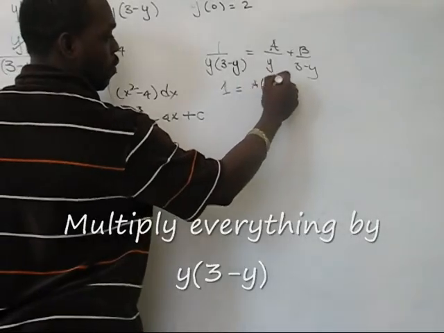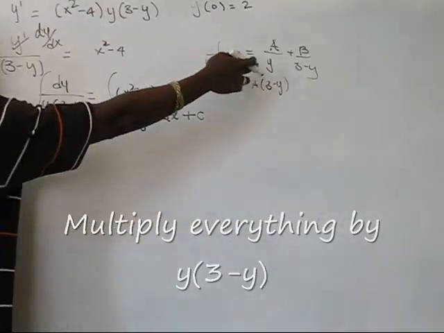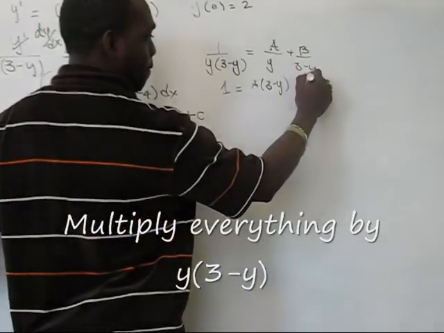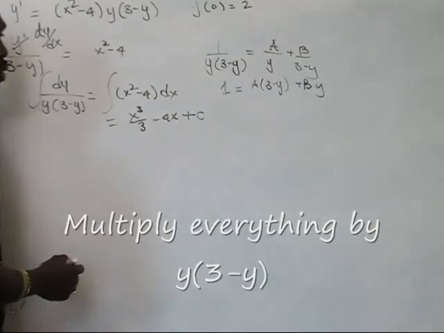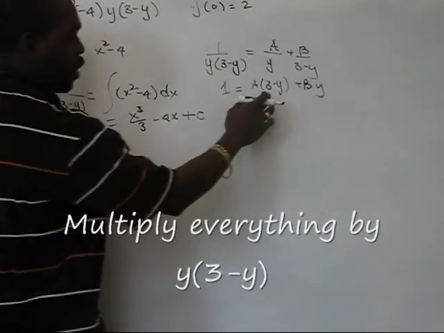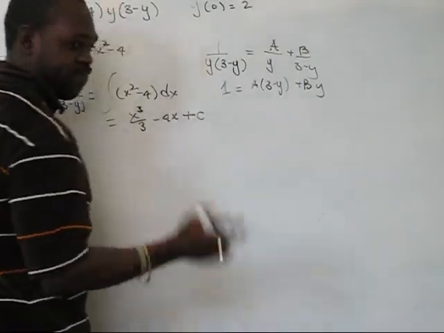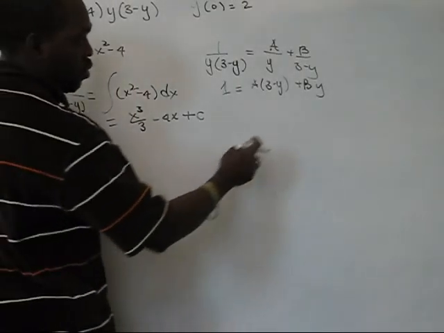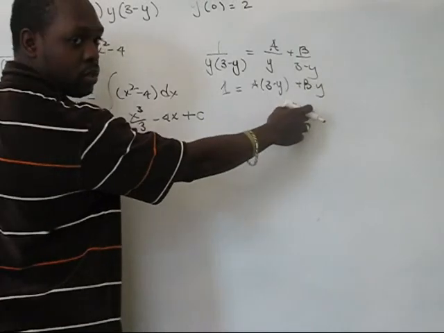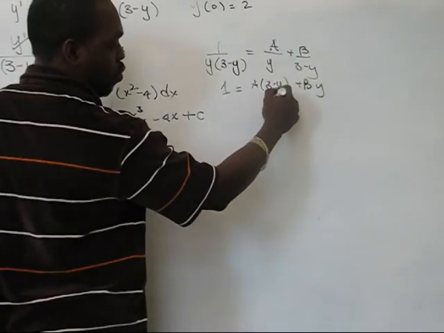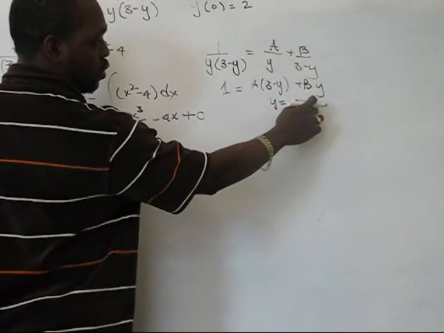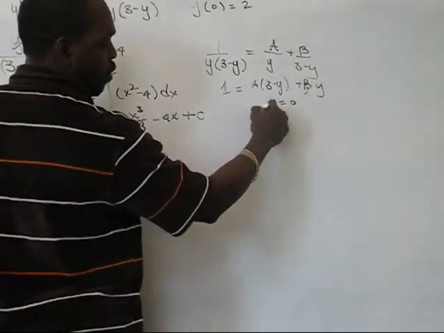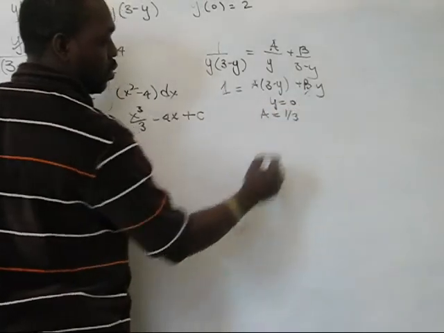If I multiply this one, the y cancels, so I have B times y here. So my goal is to find A and B. So I can arbitrarily take some values for y so I can have A and B. The first thing I will do is I want to cancel that one. I take y equal to 0. So if y is 0, this one cancels, and then I will have A equal to 1/3.